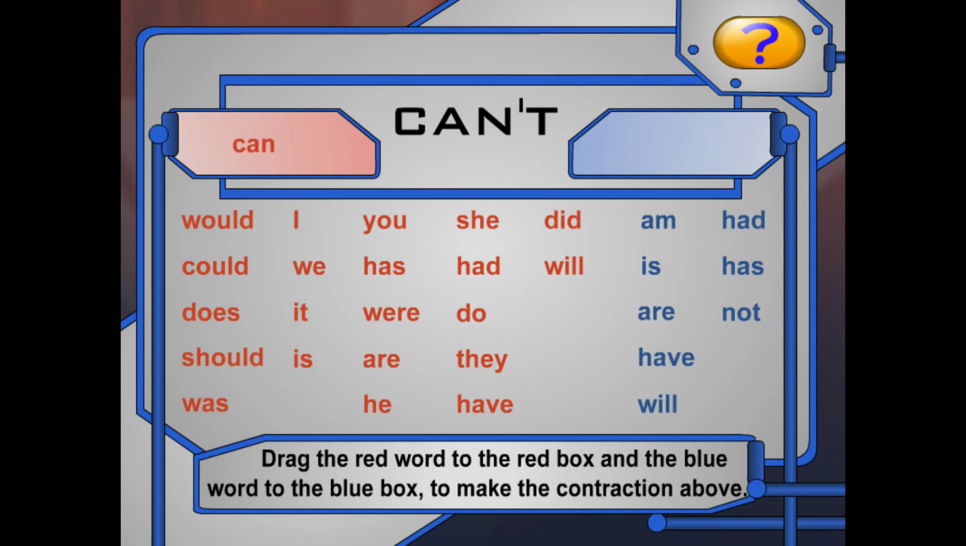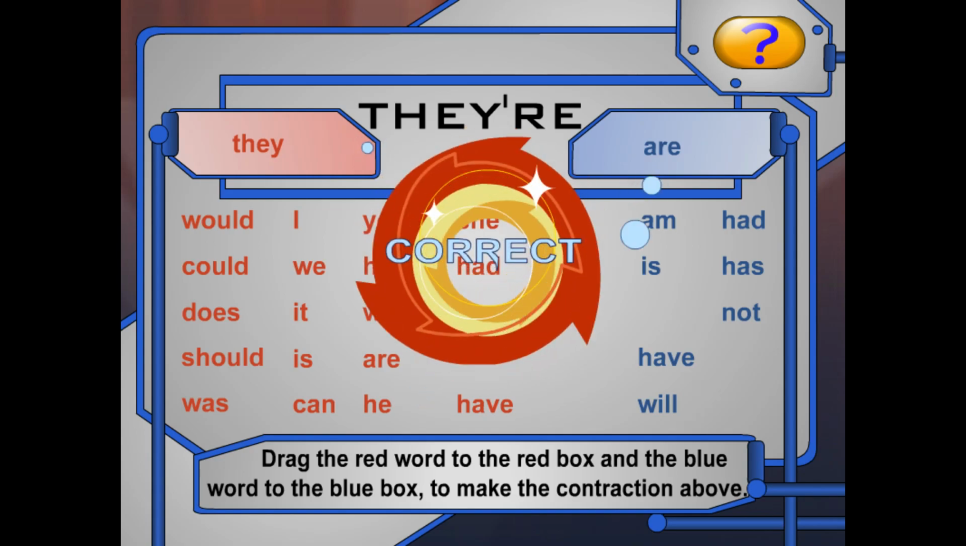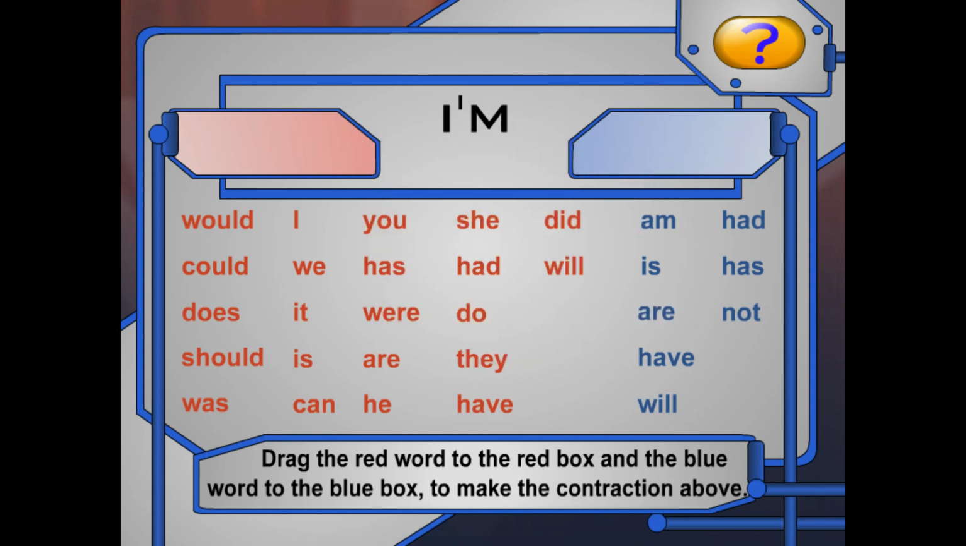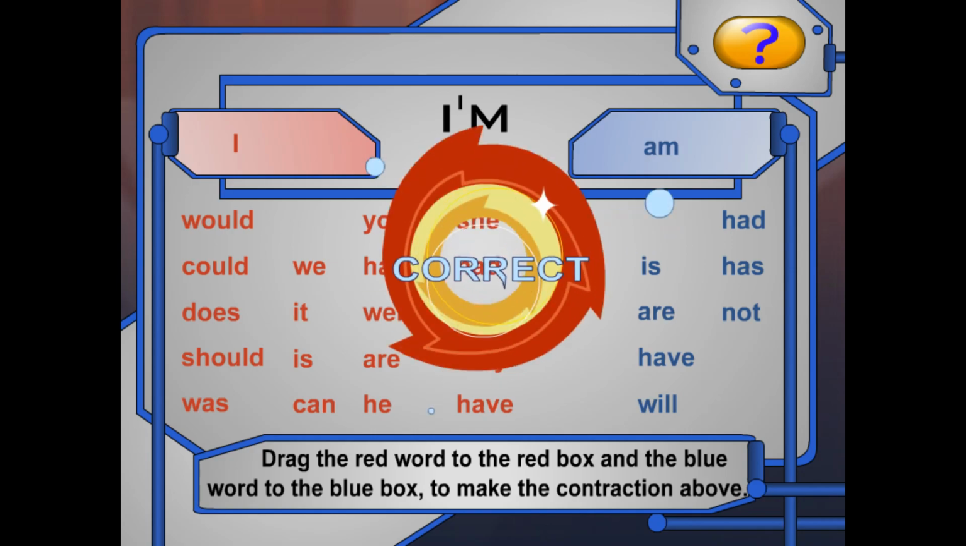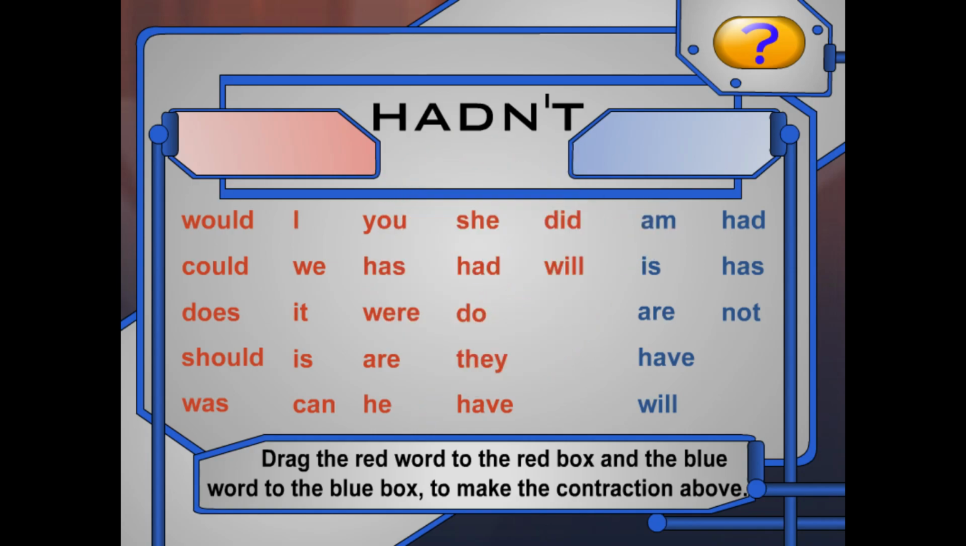Now find the blue word that's part of the contraction. Click on a blue word and move it to the blue box. Great! That's one word we need. Which two words can you combine to make this contraction? Perfect double play! Try this one. Awesome! Here's another contraction.